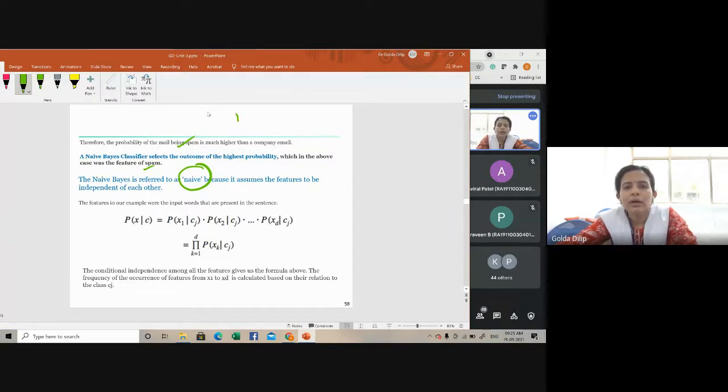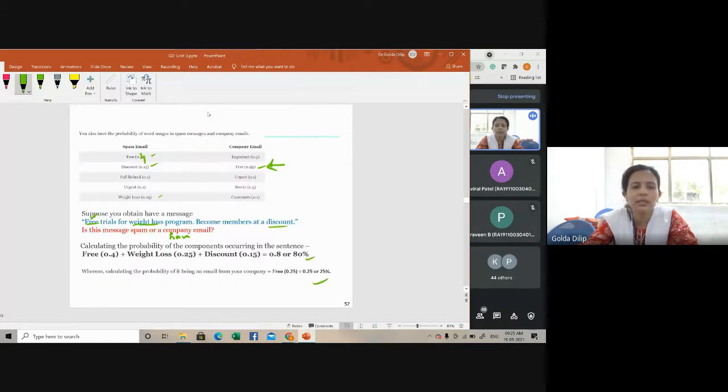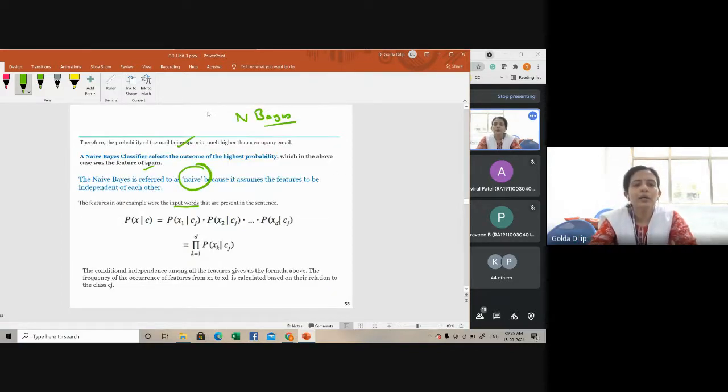Naive Bayes, naive Bayesian classifier. Bayes, of course, because it depends on the principle of Bayes theorem. So that's why the name. Naive because features are assumed to be independent of each other. The features in our example were the input words that were present in the sentence. So what were the input words for us? It was free, it was weight loss, it was discount as far as we were concerned. Those were the input words present in the sentence.